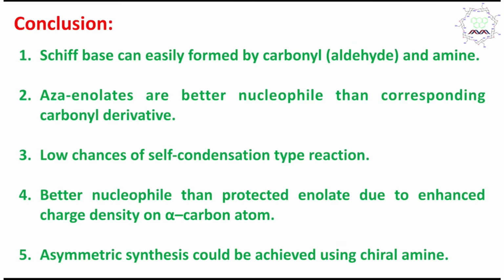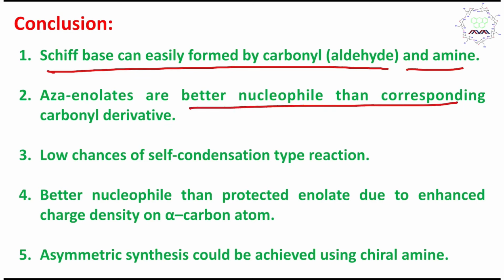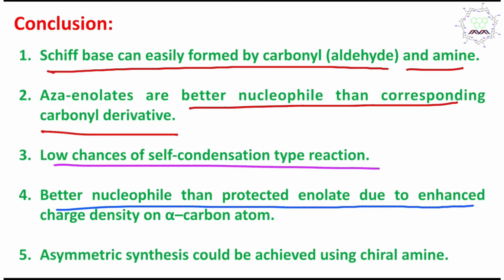So what we have learned today, in conclusion, is that Schiff base can easily be formed by carbonyl, meaning aldehyde, and imine. Aldehyde is better because it is less bulky, so it's favored because of the Bürgi-Dunitz trajectory concept. Now aza-enolates are better nucleophiles than the corresponding carbonyl derivative because the negative charge density on the alpha carbon is more here. Now here, there are low chances of self-condensation type reaction. It is a better nucleophile than a protected enolate due to enhanced charge density on the alpha carbon.